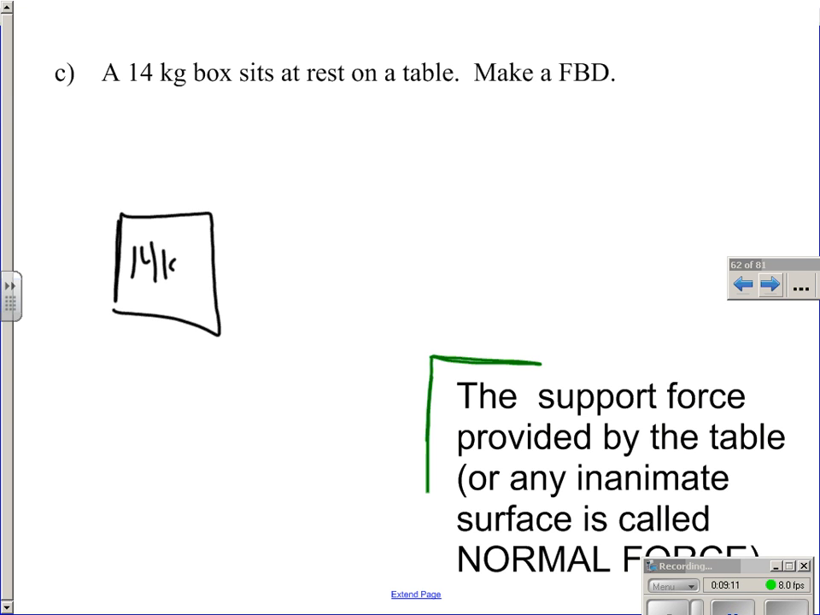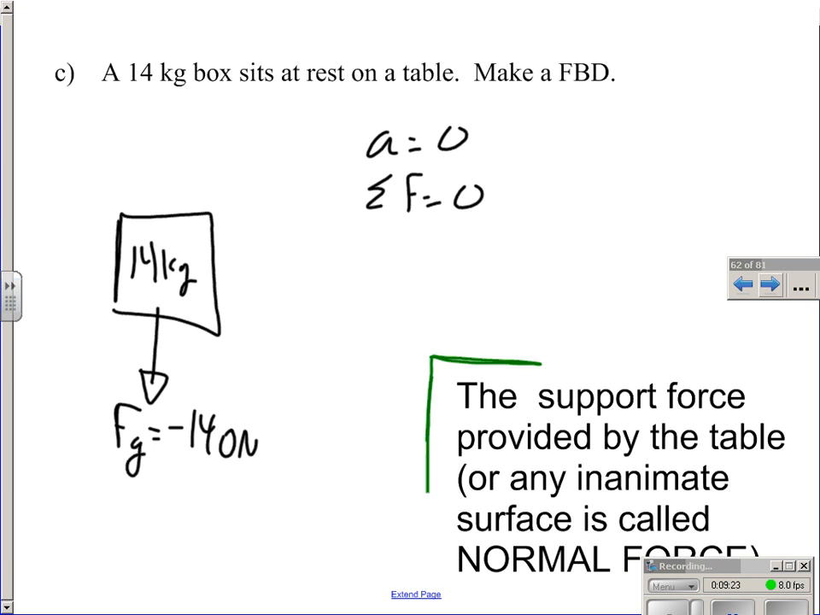We've got a 14-kilogram box. Gravity is going to pull it down with a force of 140 newtons. It's just sitting at rest. So once again, our acceleration is going to be 0. Our net force is going to be 0. So the difference, though, is this time, instead of having a force of Roy holding it up, Roy's not touching it. It's just sitting on a table.